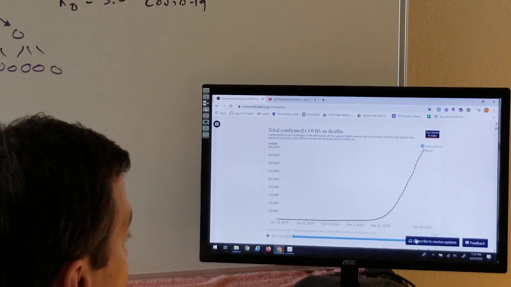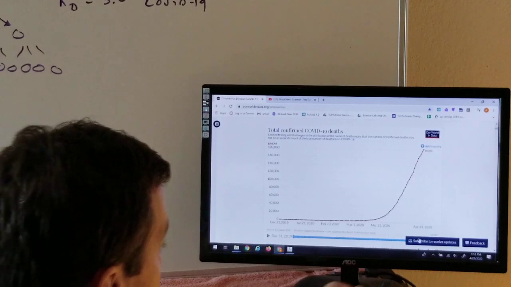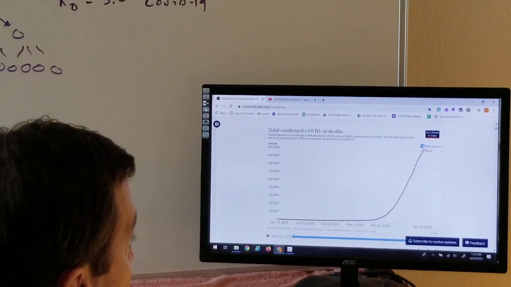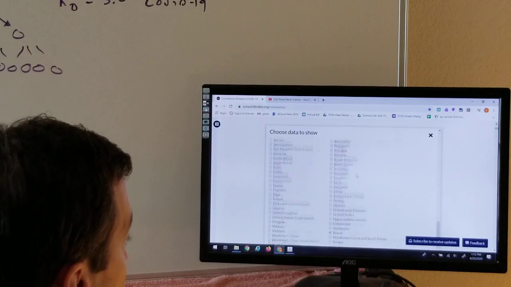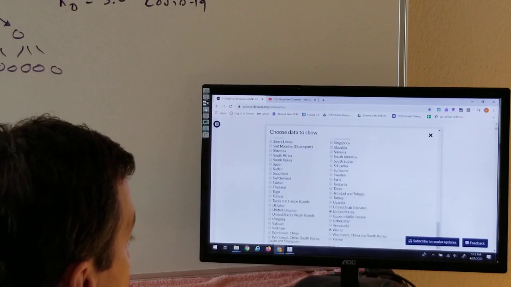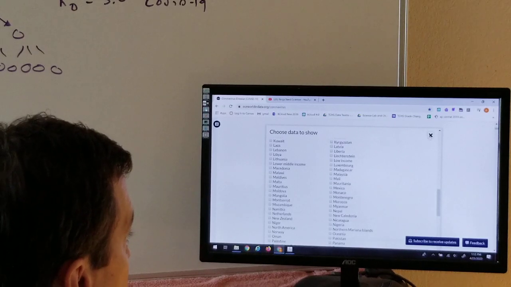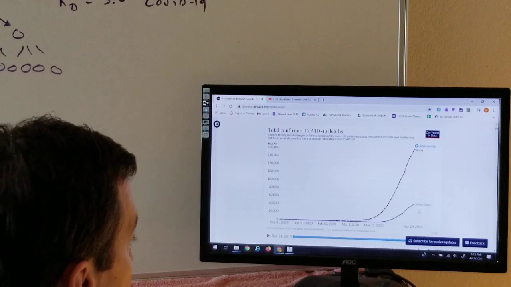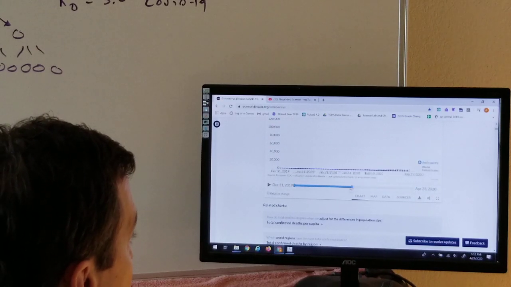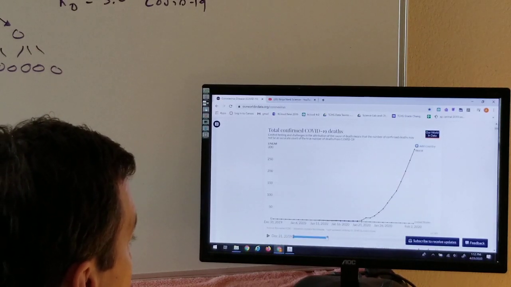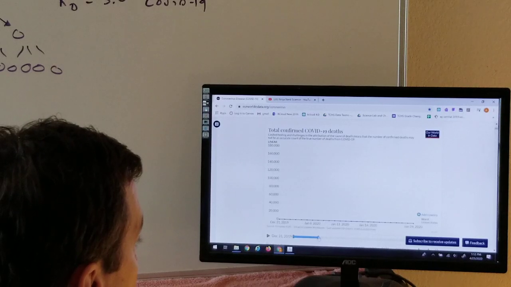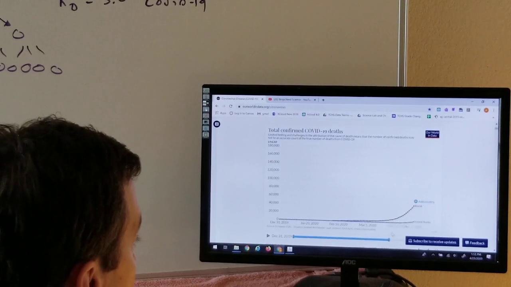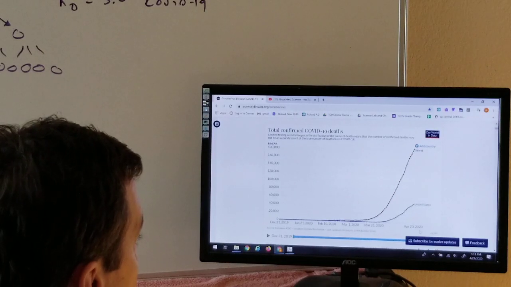Boom, that is accelerating quickly. And today is April 23rd. You can add a particular country if you want. So of course we're interested in the United States. Close that out, and then you can watch the exact same thing for the United States. So here we go. The world infection starts to go up, and then the US starts to go up.